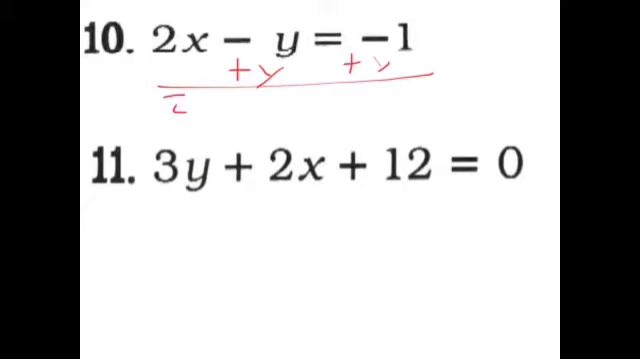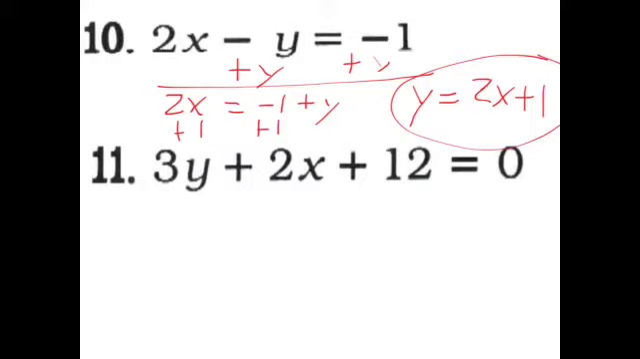On 10 here, I'm just going to add y to both sides. And that'll give me 2x. And then on the right side, I'm going to have negative 1 plus y. If I want to get rid of negative 1, I'm just going to add 1 to both sides. And that's going to give me y equals 2x plus 1. So there's my first equation.